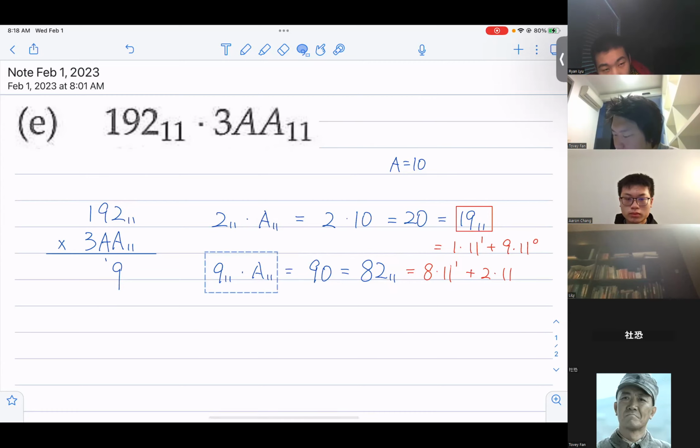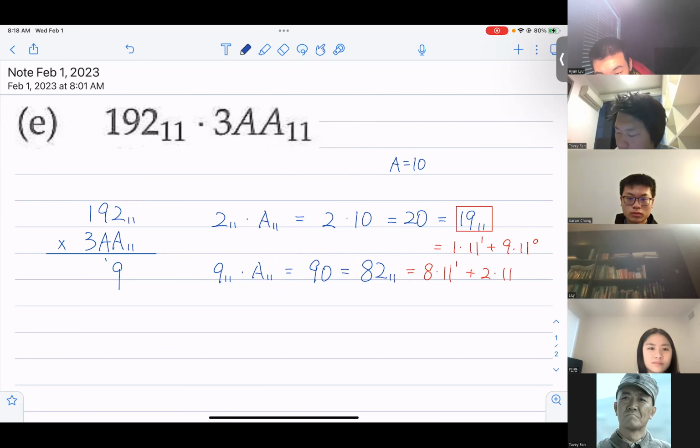any other questions? So 9 times a, this is 90. In base 11, it will be 82, right? And remember, we carried over 1, so 82 plus 1, that's 83. So write down 3 and then carry over 8.